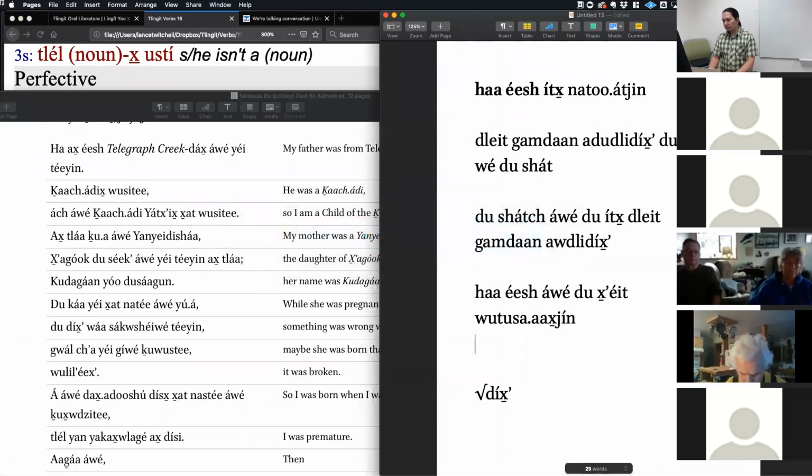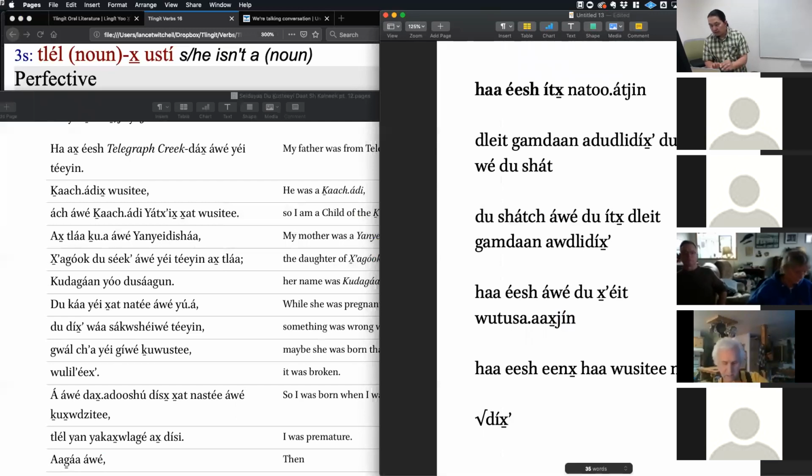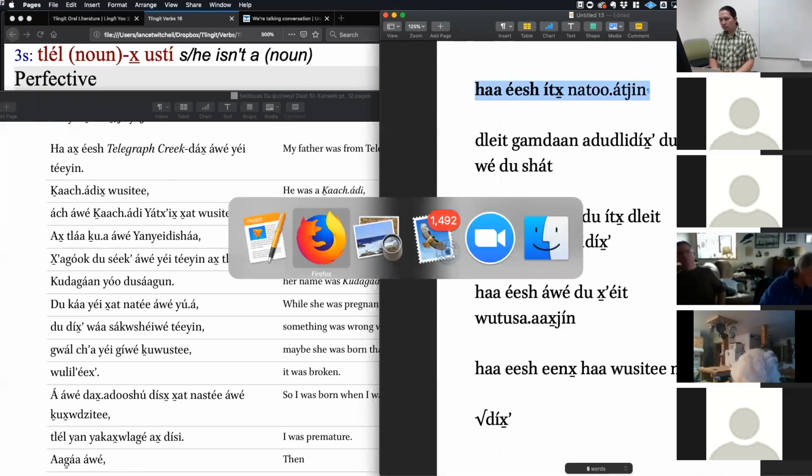Another way to say we were always with our dad: Ha'ish in ha wusati nugin. So you could say that like we were always with him. This one, ha'ish itch natu atchin, would mean wherever he went, we followed behind. So just conceptually, they're doing some different things.